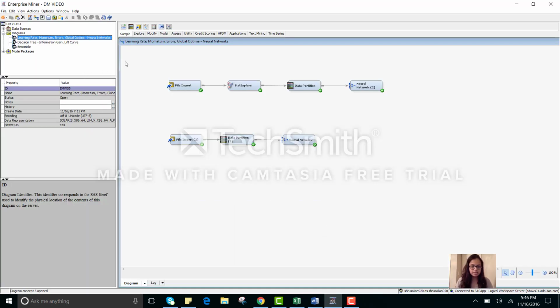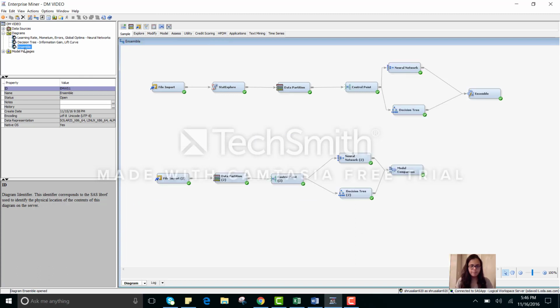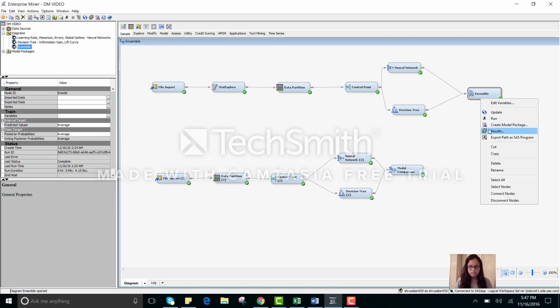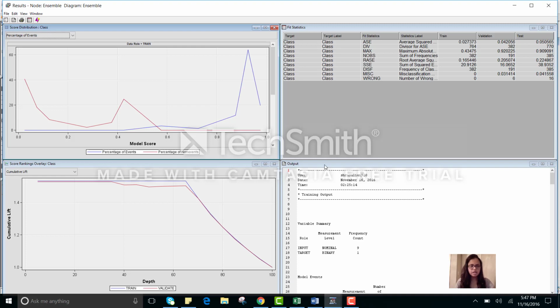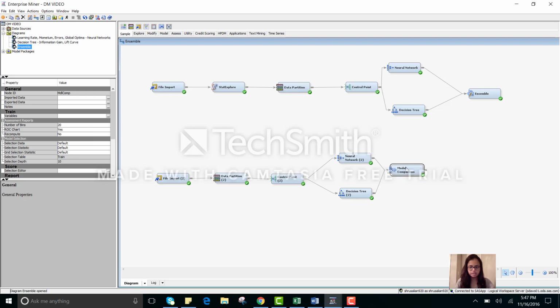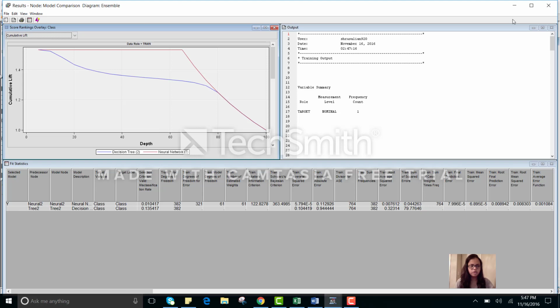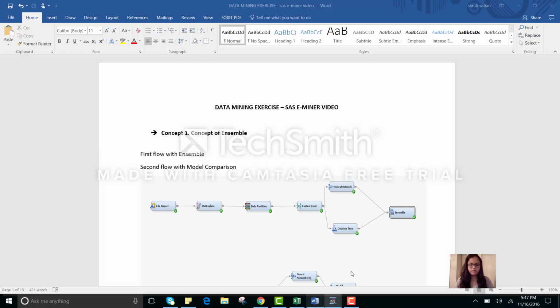So here the first concept I'll be explaining is ensemble. I'm explaining ensemble with reference to the output of model comparison. To both ensemble and model comparison I have given two models as inputs, neural network and decision tree. When we run this, the results that we see are as follows. This is the result for the ensemble and there is one more output for the model comparison. So let me explain with the help of the document.